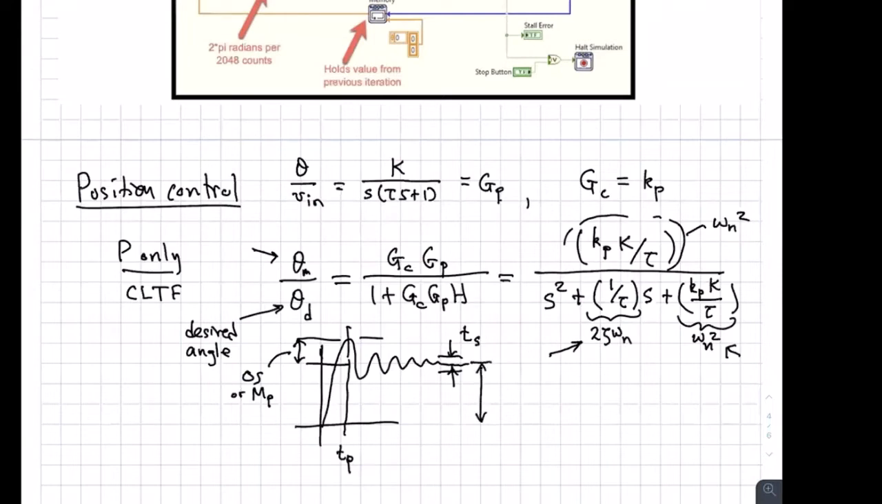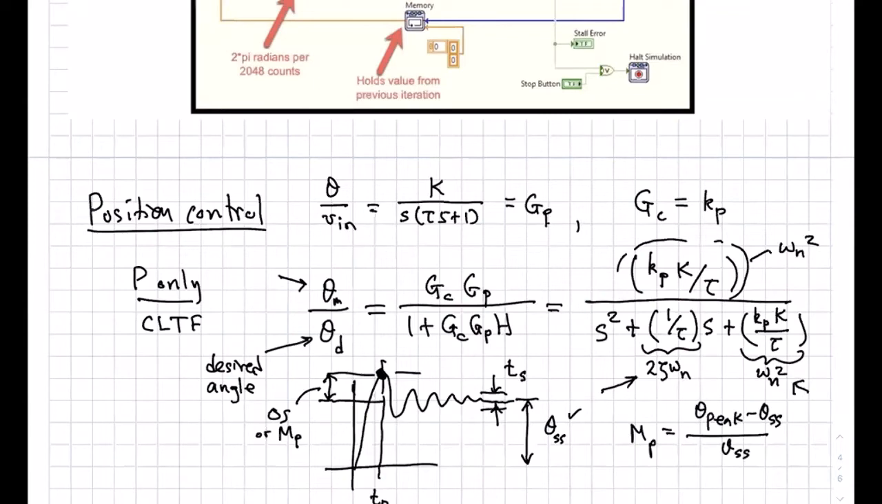To get M sub P, you need to know this value here, let's say theta steady state, because you need that peak value minus this value to give you the difference. Then you divide, so MP is basically theta peak minus theta steady state divided by theta steady state. That gives you a percentage overshoot, okay?